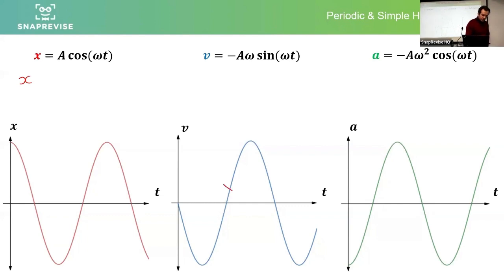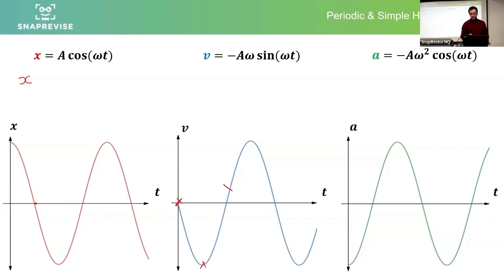velocity? Well, I can consider the gradient. At t equals 0, what's the gradient of x? It is 0. Therefore, for velocity, it must start at 0. At this point, the gradient of x is maximum. It's steepest and it's negative. Therefore, at this point in time my graph of v must be at its lowest point, and so on and so forth.